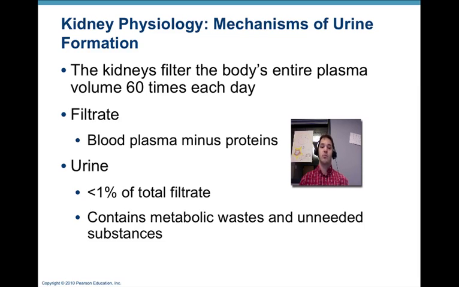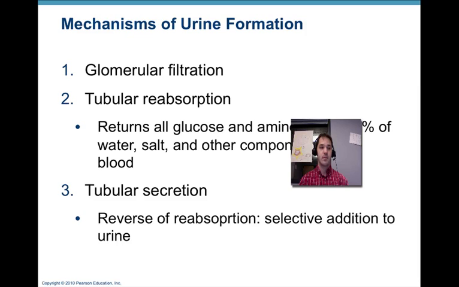Urine is only less than 1% of the total filtrate, and it contains metabolic wastes and a lot of the unneeded substances. So there's three major ways urine is formed: glomerular filtration, tubular reabsorption, tubular secretion.